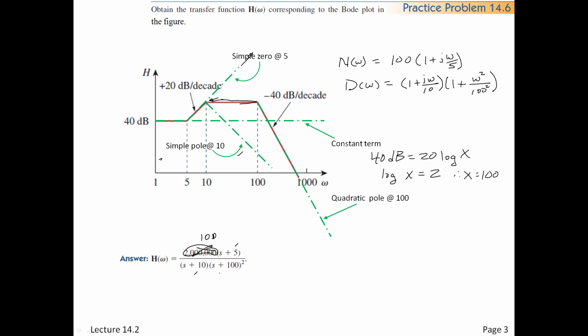I think I've rushed to judgment here. This would be s squared plus 200 s plus 10 to the 4th. So for me to have a double pole here, I would really need to be looking at 1 plus omega over 100, squared, or j omega over 100, squared. Okay?